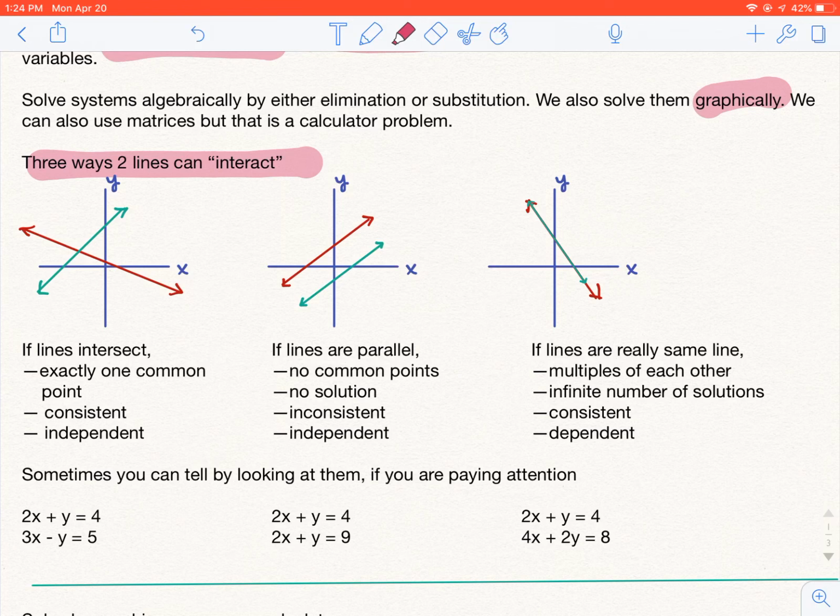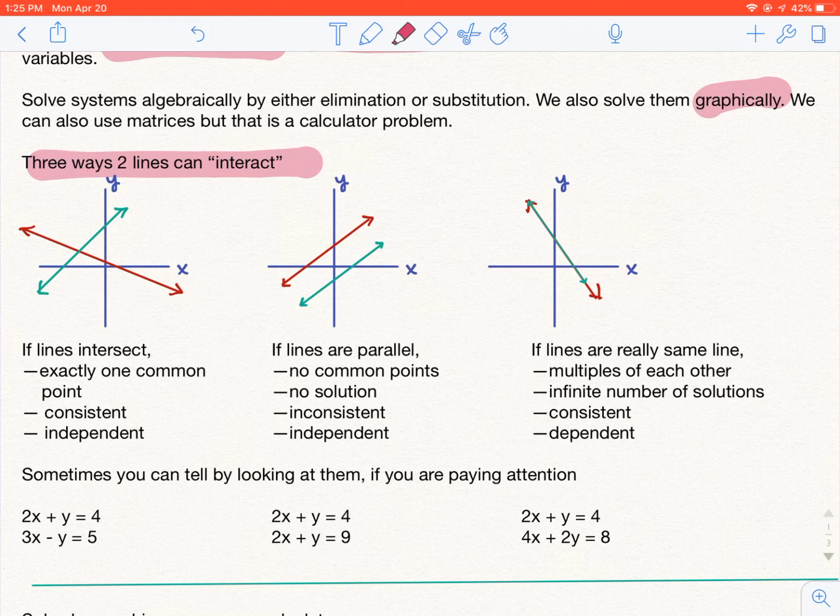If the two lines are parallel, like in the second example, they have 0 points in common. Remember, parallel lines have the same slope. There's no solution at all because they will never cross. Those two lines are called inconsistent, but still independent because they are not the same line. They are called inconsistent because they don't have an answer.